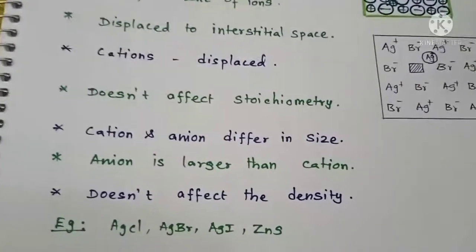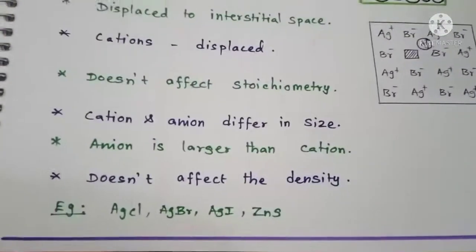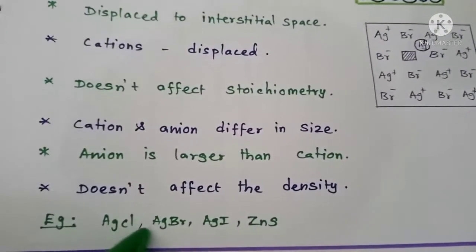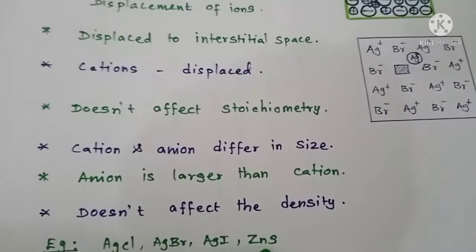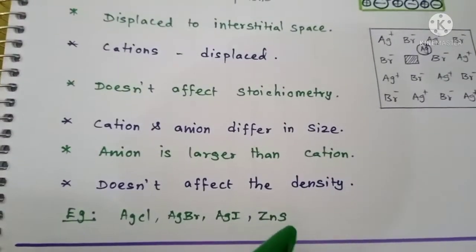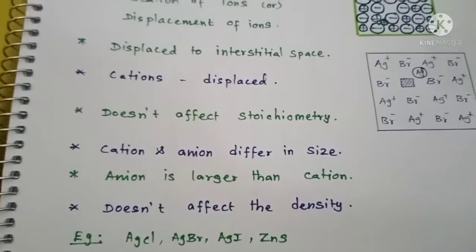So these are some examples for Frenkel defect. Generally all the silver halides are examples for Frenkel defect. Along with that, another example is zinc sulfide. So this is about the points of Frenkel defect.